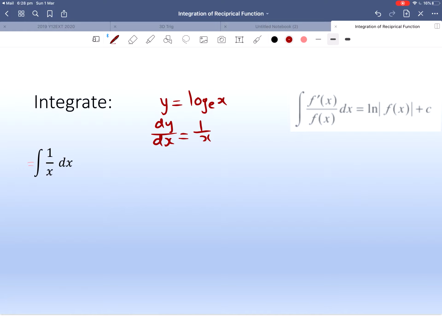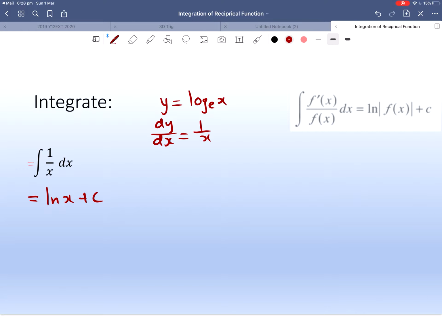Okay, so the integral of 1 over x is going to be log of x, and that's actually true. I'm going to write this as ln x, and then because it's an indefinite integral, I didn't put 0 there, we're going to have to go plus c, so the antiderivative is plus c.